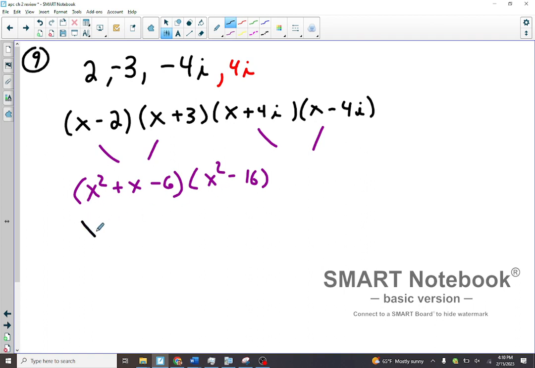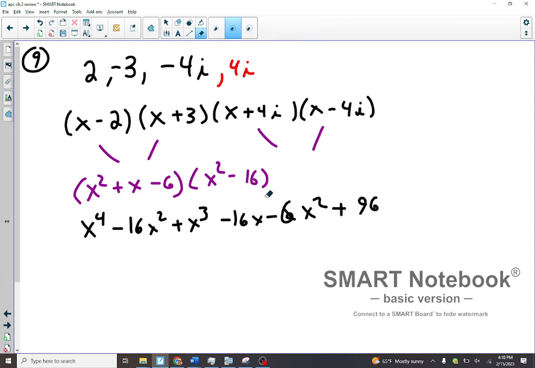So foil: x to the 4th minus 16x squared plus x to the 3rd minus 16x minus 6x squared plus 16 times 6, which is 96. So this is just me foiling, so distributing.